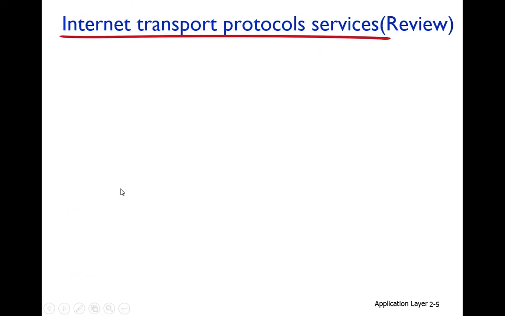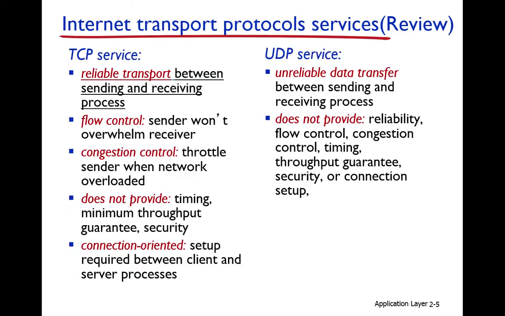If you do remember, the UDP protocol is unreliable. The TCP protocol is reliable. It reliably transports the data from sending to receiving applications, and moreover it has flow control, congestion control and connection management. It is connection oriented. We have already discussed these things in chapter number 2.